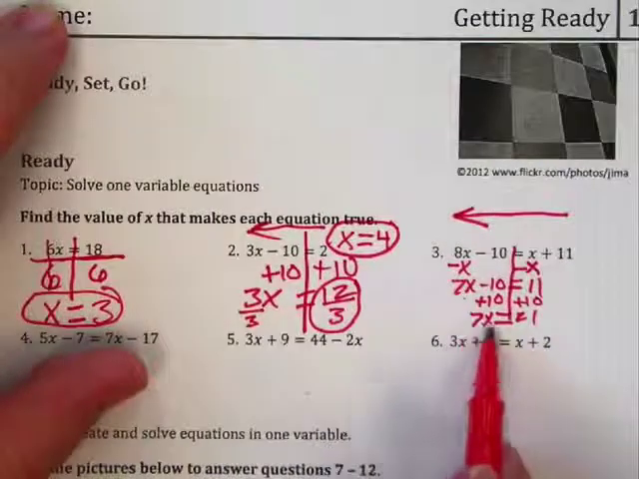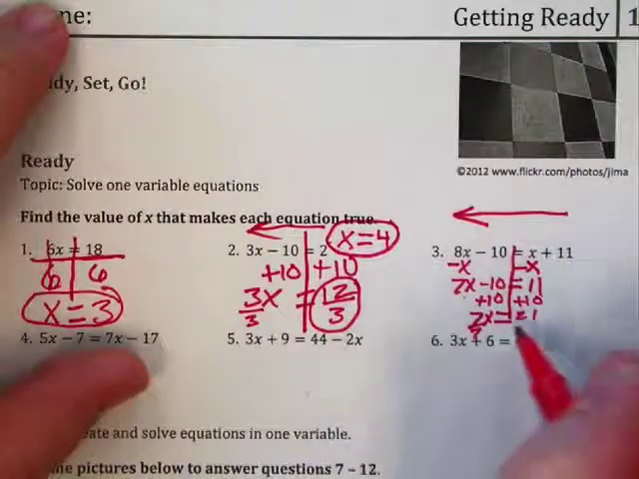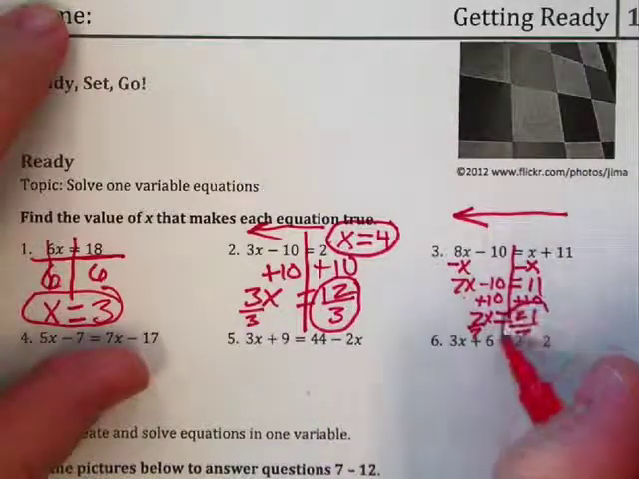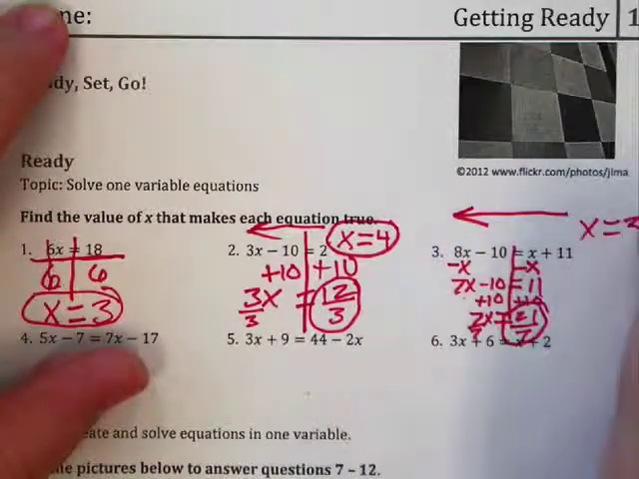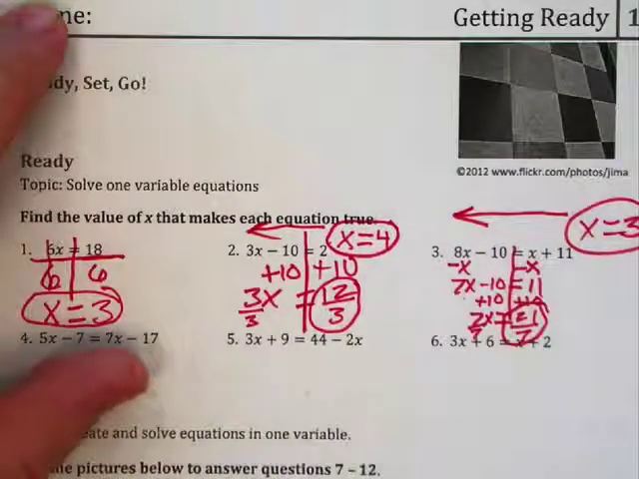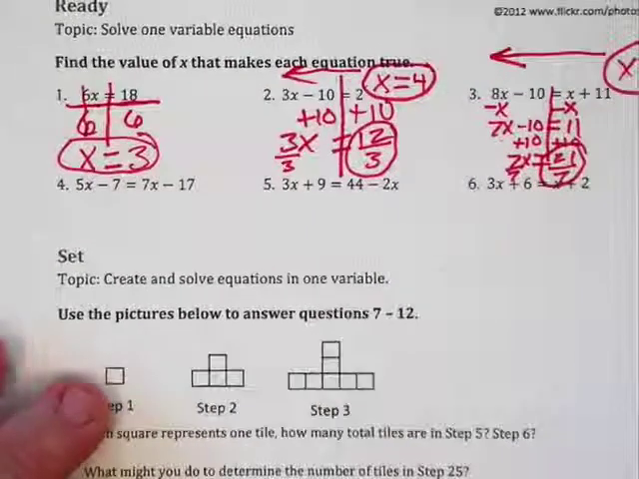Now there's nothing else that can be done here, so we're going to just divide by 7, and that's the answer. Or we can just say x equals 3, because 21 divided by 7 is 3. Okay, number 4.